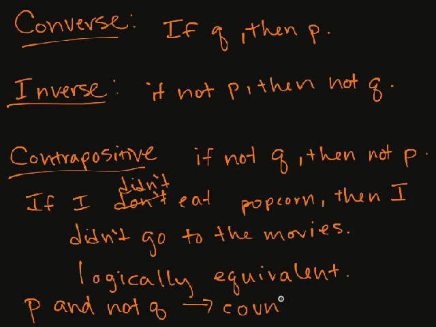So showing a counterexample is showing that P happens and not Q. That's a counterexample, and that shows that the statement P implies Q must be false. I must have been lying. So I went to the movies, but I didn't eat popcorn. That's a counterexample showing that my original statement was not true.